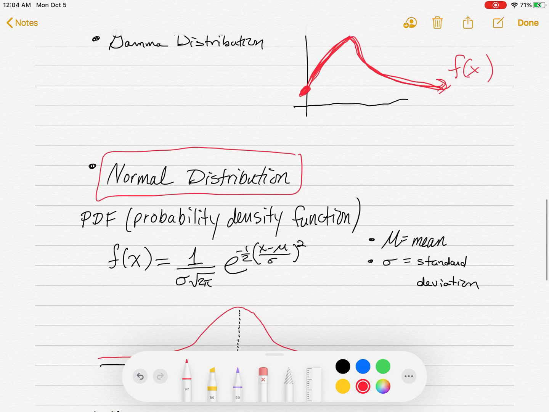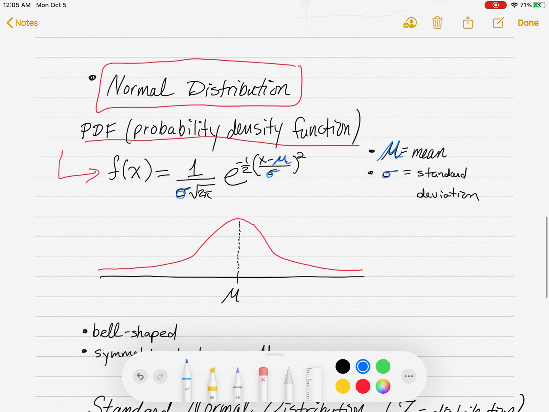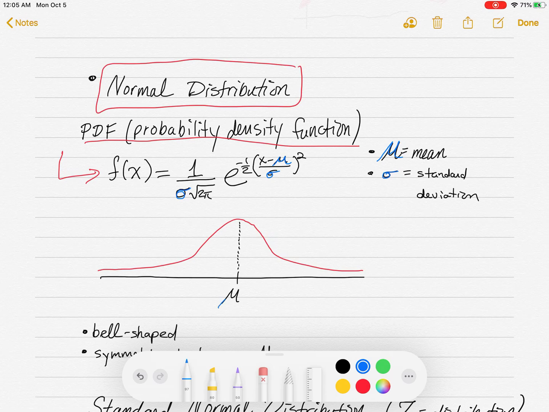And then the most famous distribution, this is the one we're going to focus in on, the one called the normal. And the normal has a certain probability density function, which I've written the equation here. f(x) equals 1 over sigma times square root of 2 pi times e to the negative 1/2 times quantity x minus mu over sigma, squared. So first of all, the mu here, that blue thing, that's called the mean. That's going to be a number. And the sigma, that's called the standard deviation. It's going to be a number.